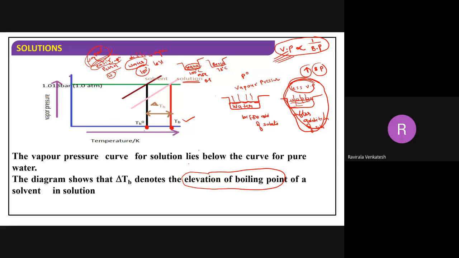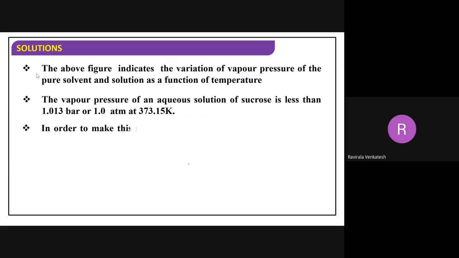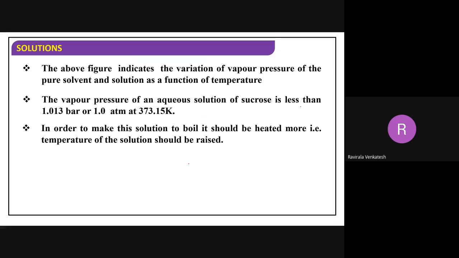Understood, beta? When you add some solute, what happens to its boiling point? Increased. Of course, what happens to vapor pressure? That will decrease, because we are not discussing vapor pressure now. We are discussing boiling point. So based upon this, what can we write here? The vapor pressure of an aqueous solution of sucrose is less than 1.013 atmosphere at 373.15 Kelvin temperature. The vapor pressure is less, but the boiling point will be what here?